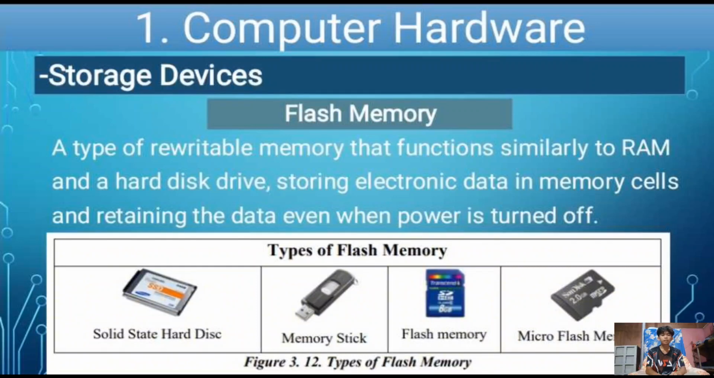Rewritable memory that functions as both RAM and a hard disk drive. Flash memory stores bits of electronic data in memory cells just like dynamic RAM. But it also works like a hard disk drive in that when the power is turned off, the data remains in the memory. Examples are solid state hard disk, memory stick, flash memory, micro flash memory.